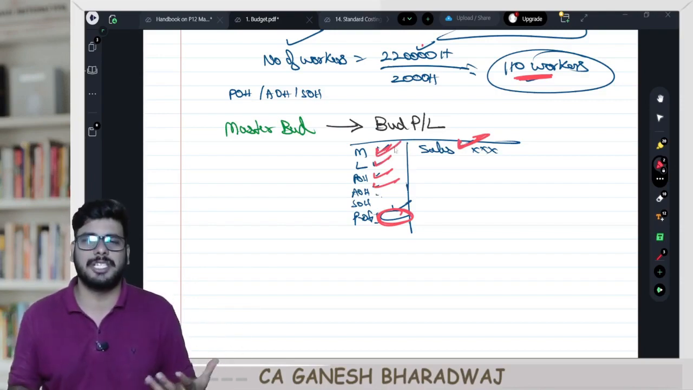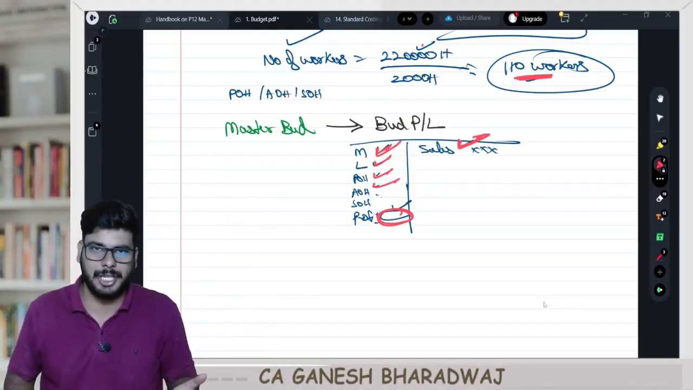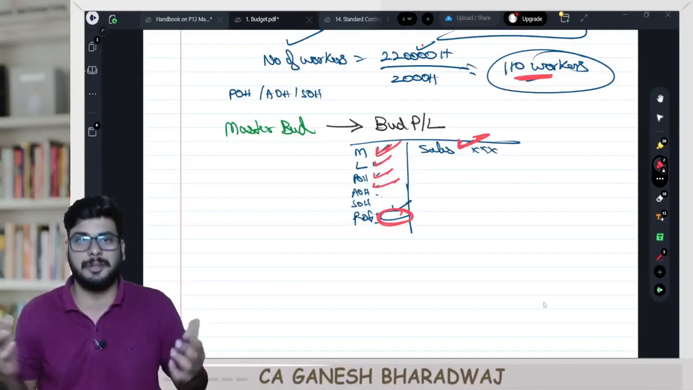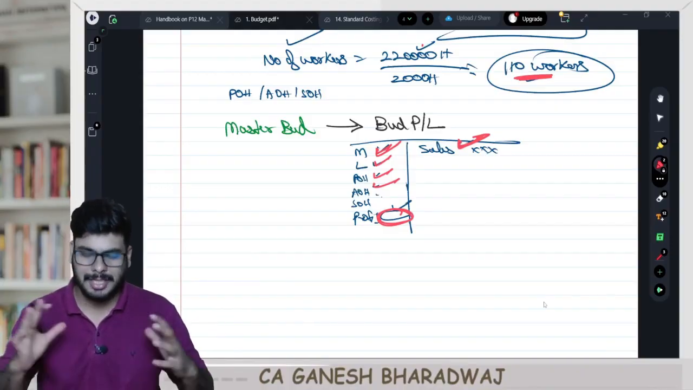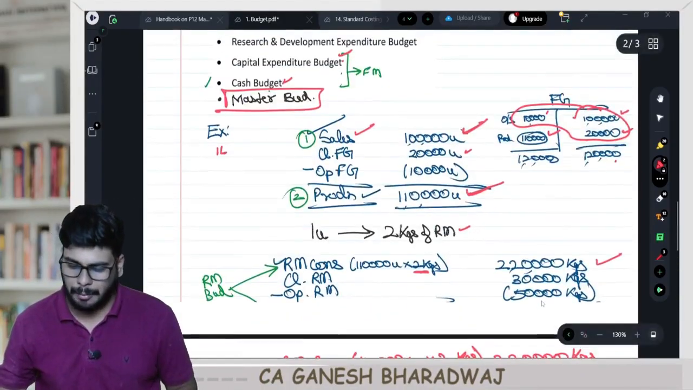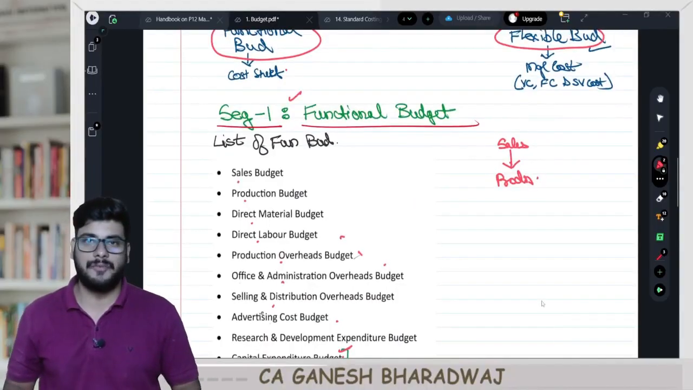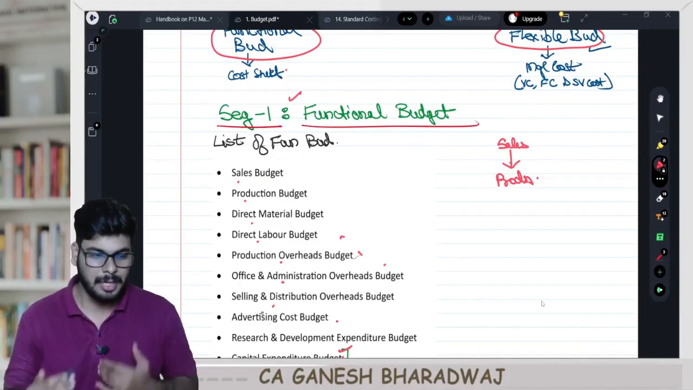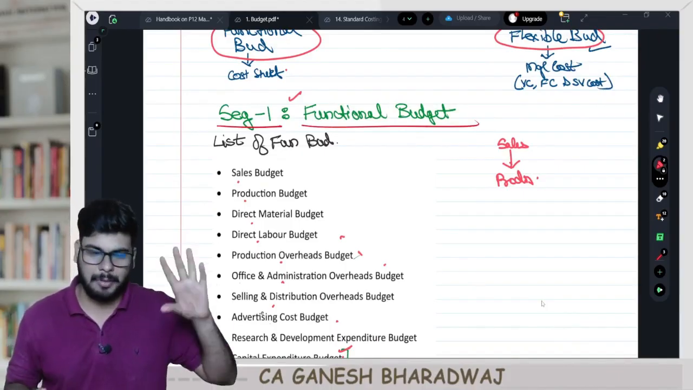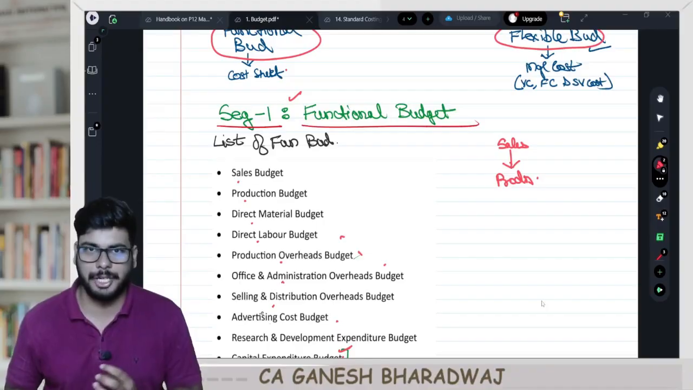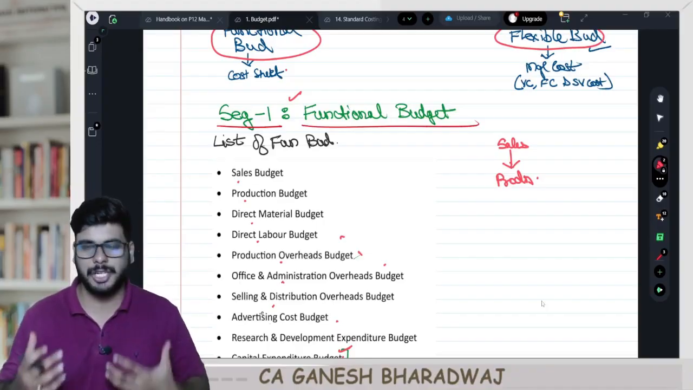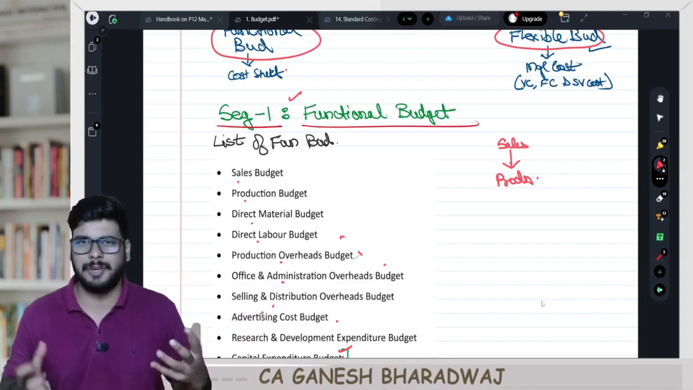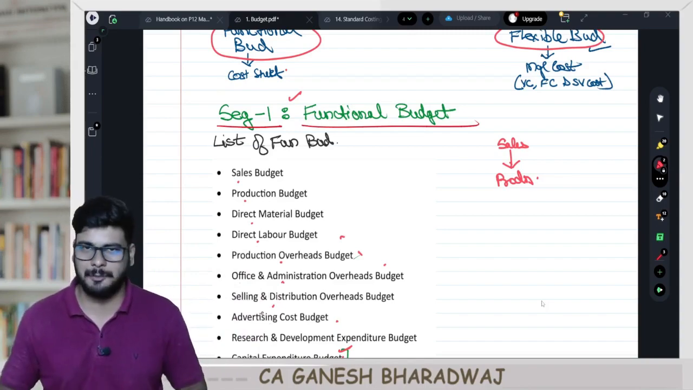So a master budget is nothing but a comprehensive budget that covers all the other budgets, using which you can prepare your budgeted profit and loss statement. Clear with this, guys? That is the entire story about functional budget. Now let us do a few numerical problems. We will be doing two numerical problems in the area of functional budget. Then we will move on to flexible budget and do one numerical problem. With that we will be covering predominantly the most important concepts in this chapter.